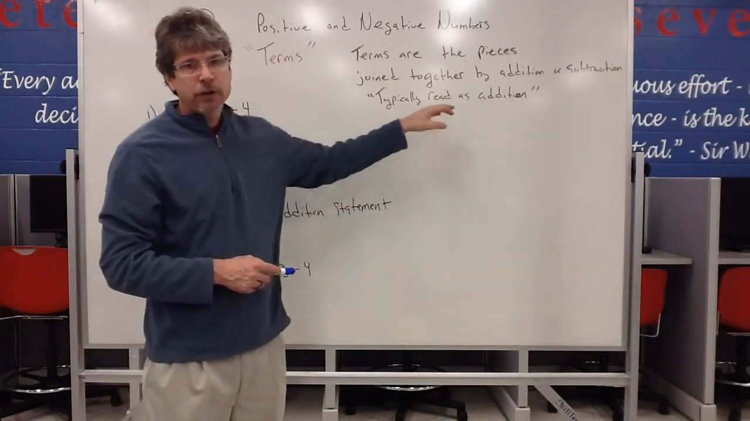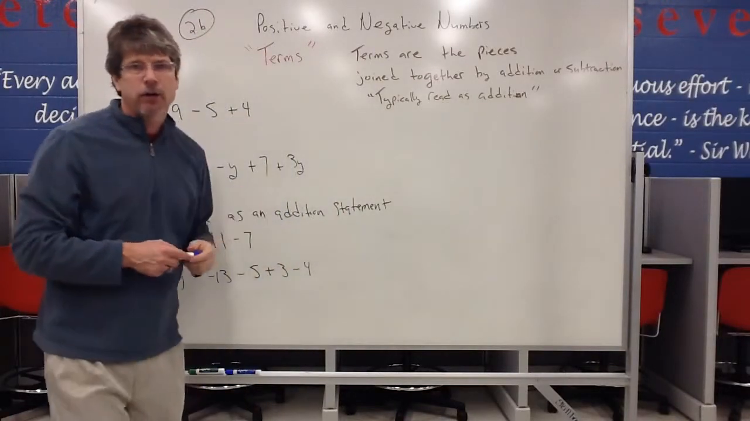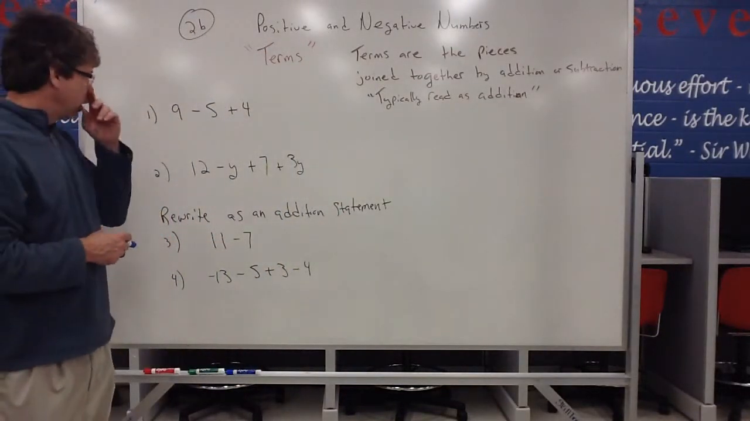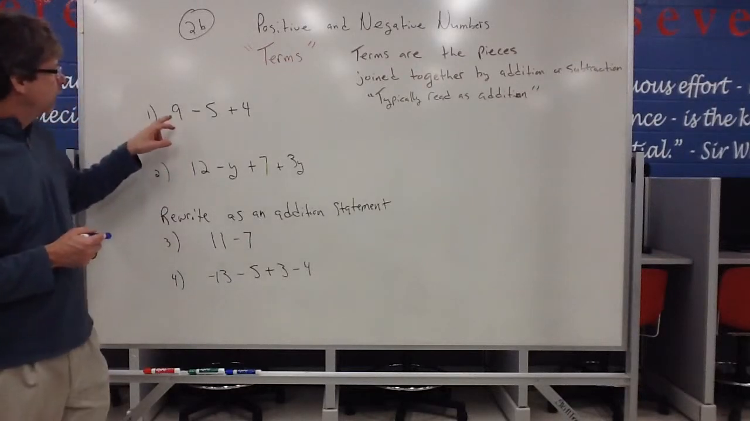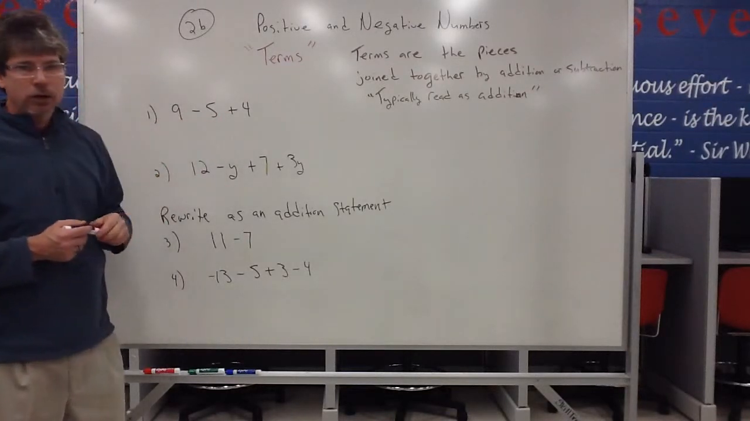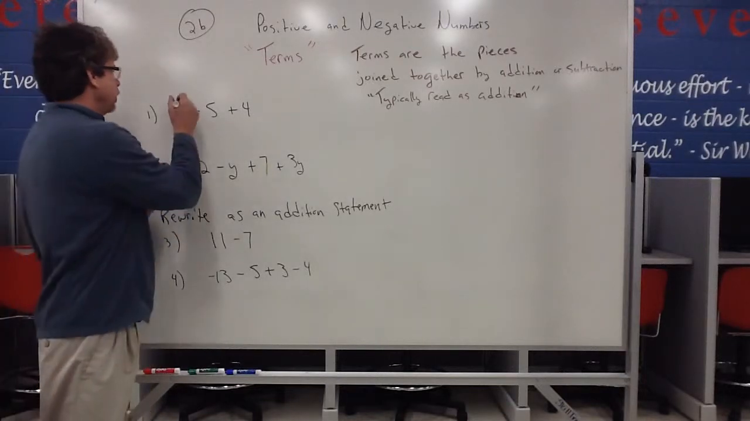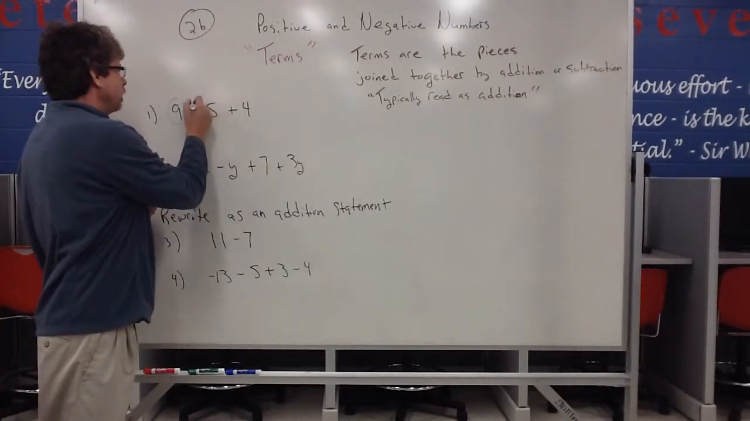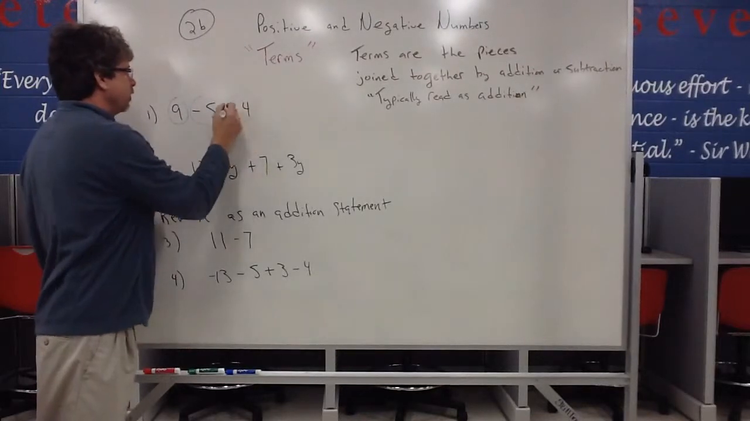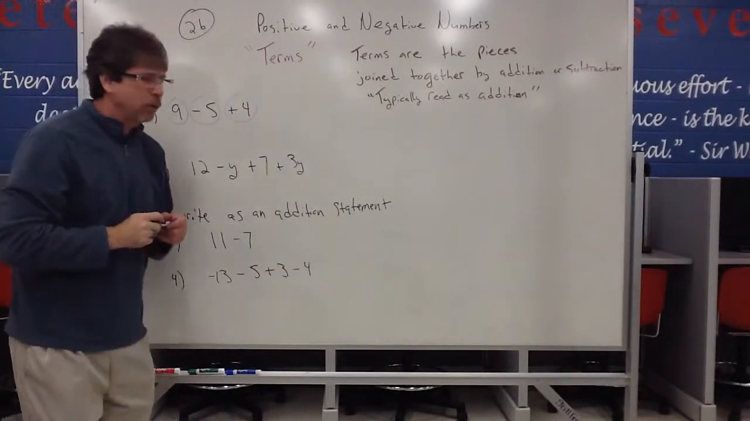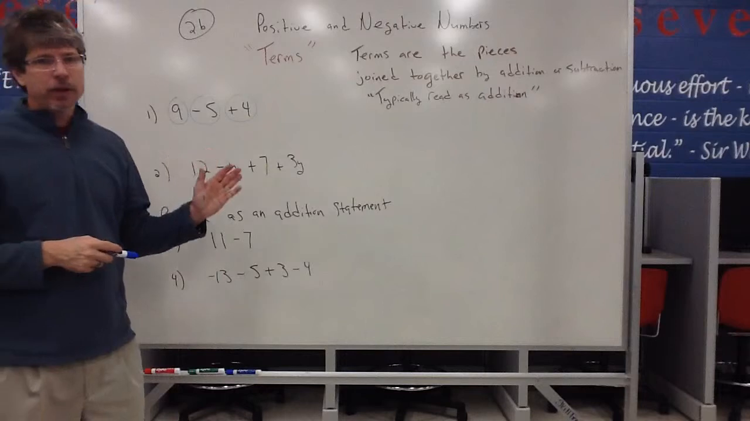It's typically read as an addition problem, so that's our initiative here with some of this math. A lot of times we'll see this as 9 minus 5 plus 4, but in algebra, what we like to do is see this as terms. So I see this as a 9, a negative 5, and a 4. So when I read it as terms, I'm typically reading it as an addition problem.